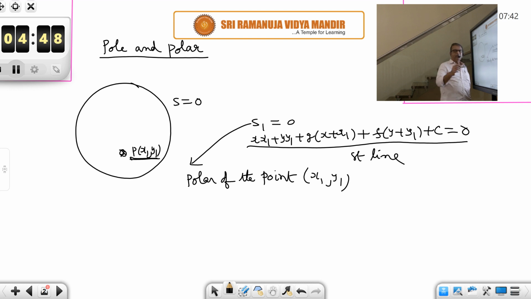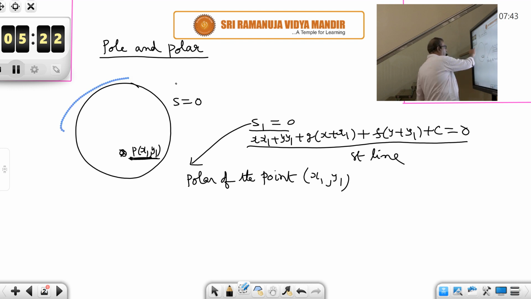So what does polar mean? We are going to give the definition now. Not only for a point inside the circle is S1 equal to 0 the polar. If the point (x1, y1) is outside the circle, then its polar is S1 equal to 0. If the point is on the circle, then its polar is S1 equal to 0. If the point is inside the circle also, its polar is S1 equal to 0. Then what is the definition of polar? That I am going to explain now.